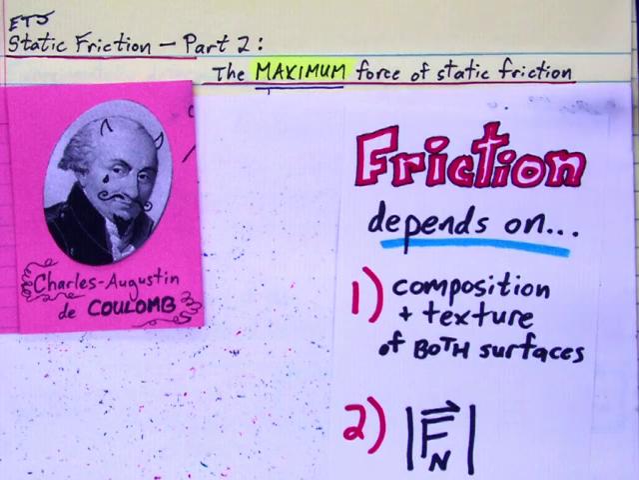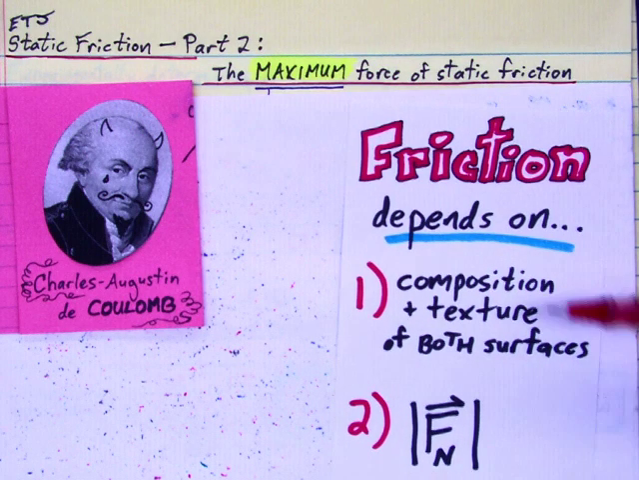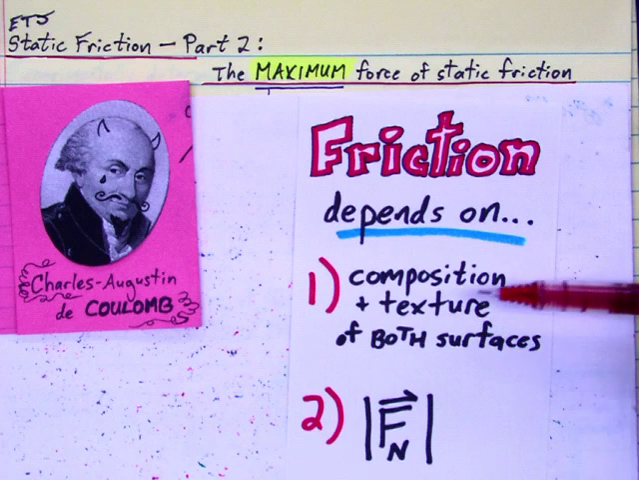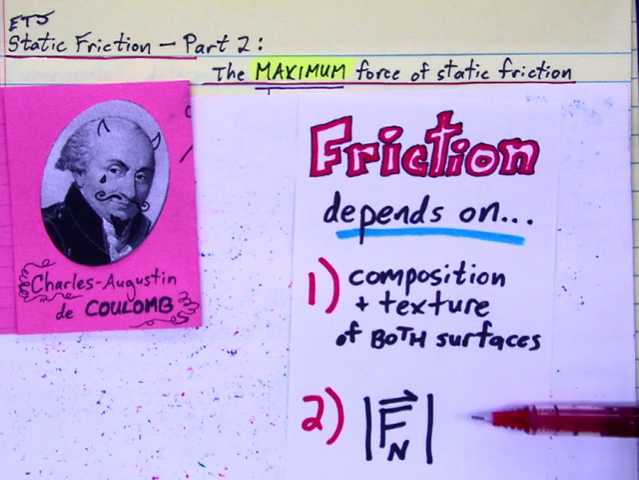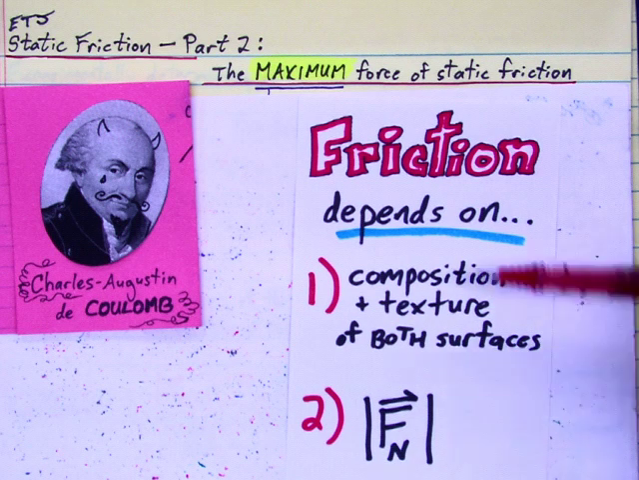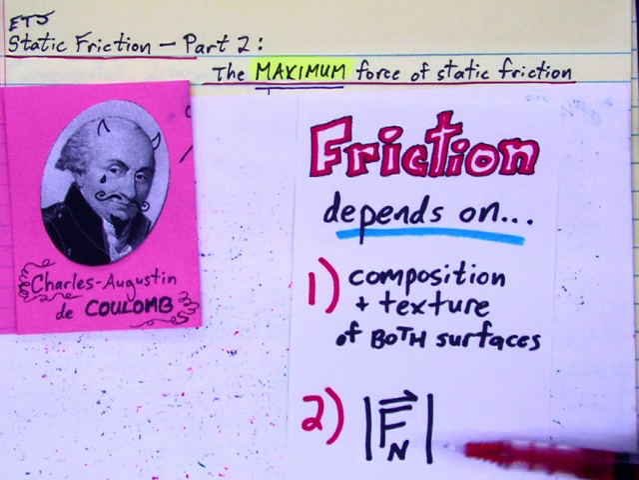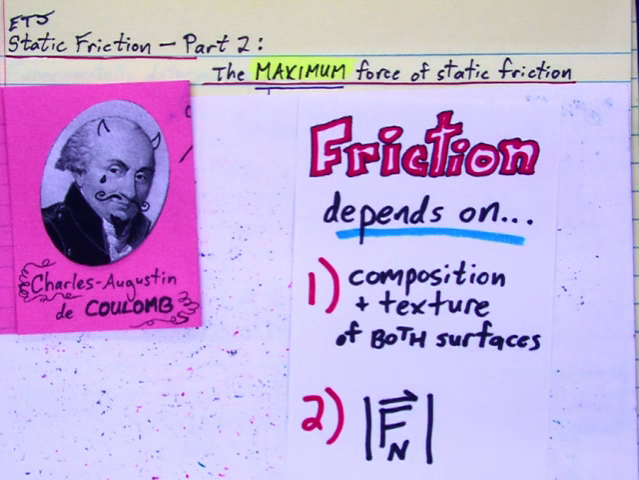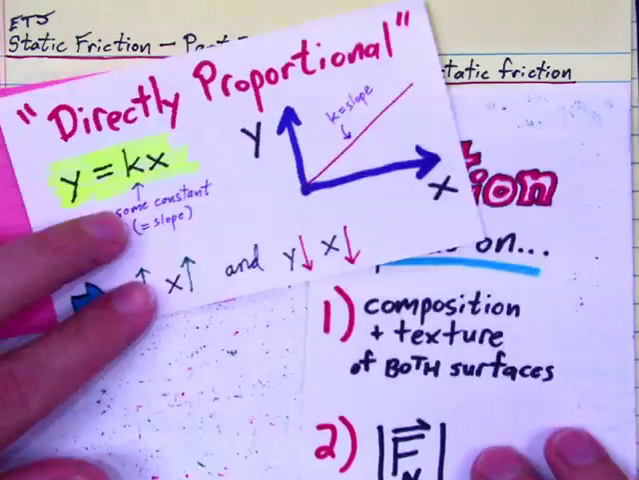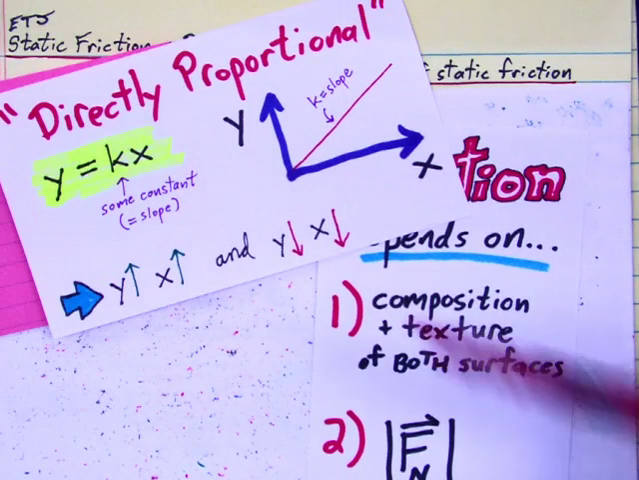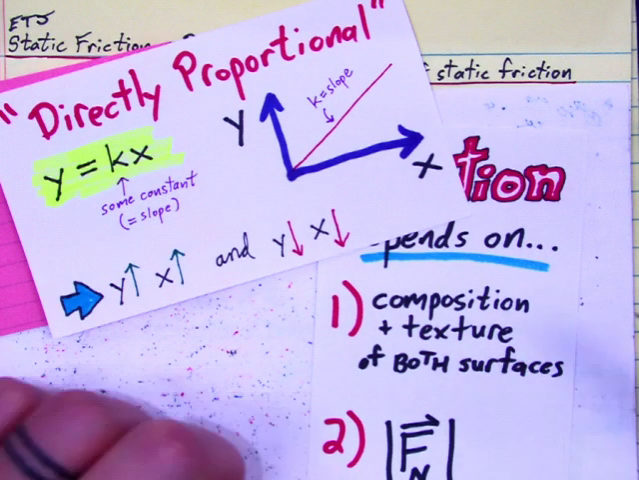And in this model, the strongest that static friction can be depends on two factors: the composition and texture of the two surfaces in contact, and the magnitude of the normal force between them. Not the pressure per se, but the normal force. What we're saying here is that the maximum force of static friction is directly proportional to these two factors.